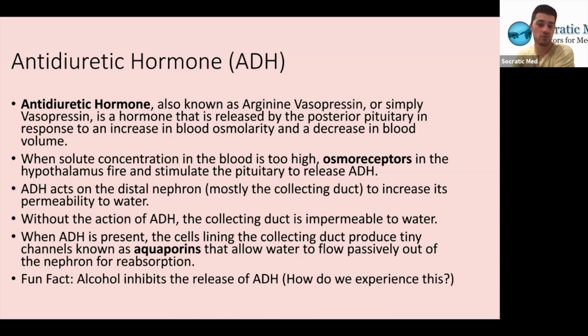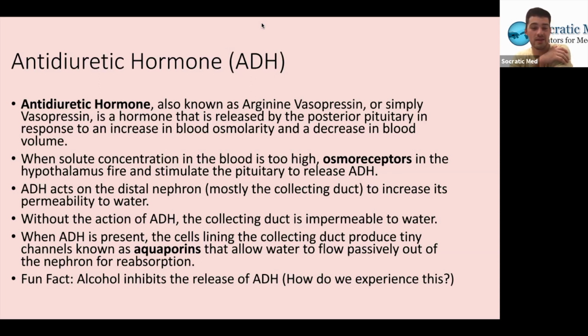So the collecting duct without the action of ADH is not really permeable to water. So if we don't have any ADH production, water is going to pass through the collecting duct, and it's really not going to be absorbed. It's going to pass on down the ureters, down into the bladder, and it's going to be excreted as urine.